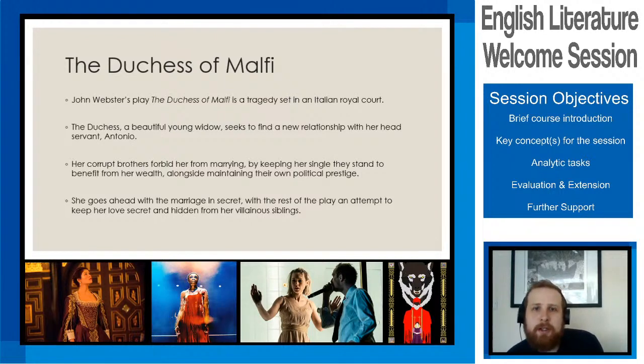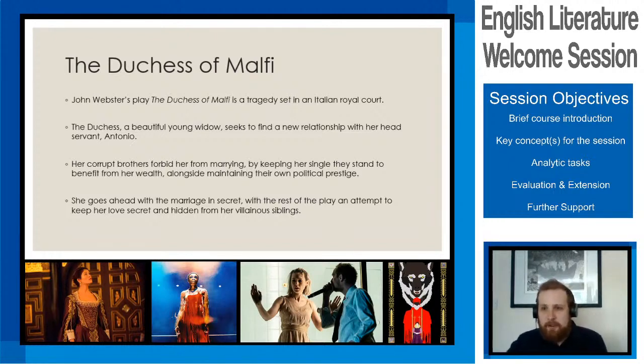to the play. So The Duchess of Malfi is a tragedy. It's a revenge tragedy set in an Italian royal court. Now, the reason for the Italian setting is partly because that's the story on which it was based, but also partly because some of the criticisms of society that Webster makes in the play wouldn't have been acceptable had he set it in an English setting. So he needs to set it in a foreign setting to avoid any repercussions from the monarchy at this time period.